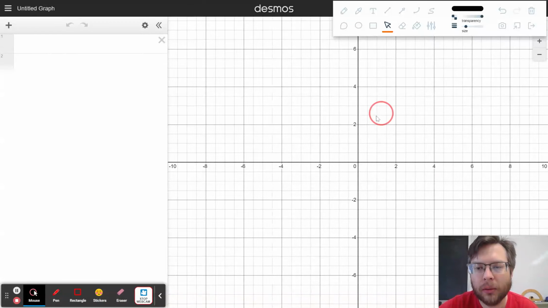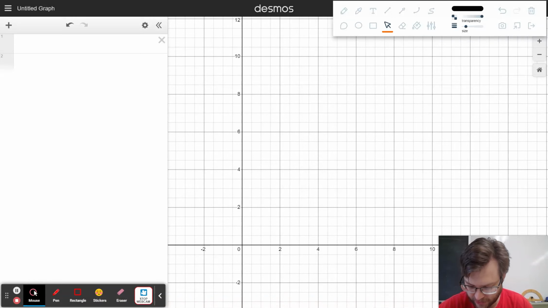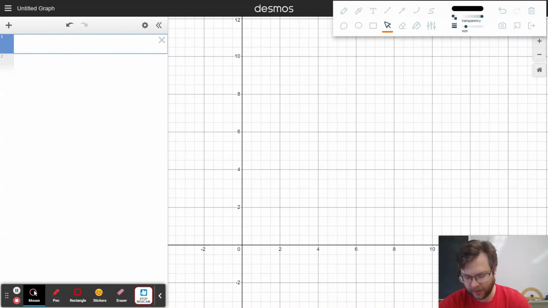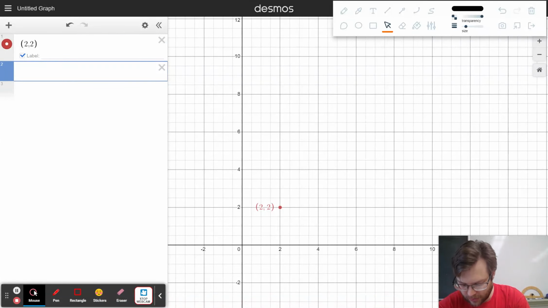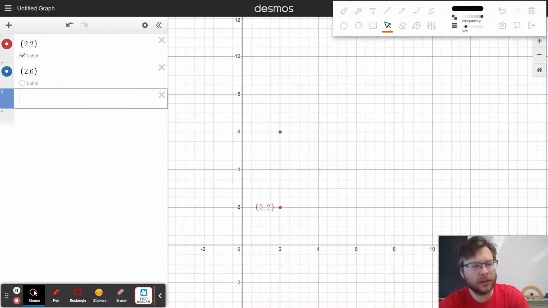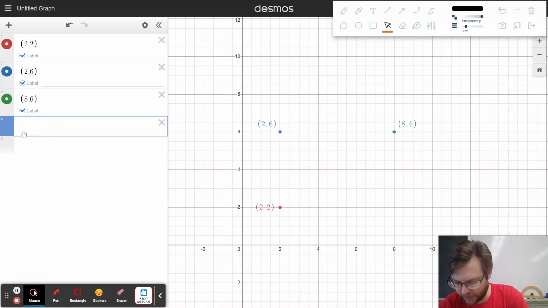in this particular problem is we're looking at the area between 0 and 10 and 0 and 8 on the positive axis, and we've got a couple points. So point A is 2, 2. That's point A. And point B is 2, 6. Point C is 8, 6. And point D is 8, 4.